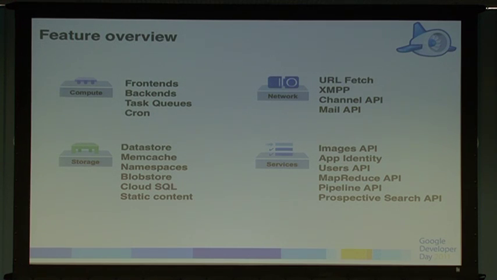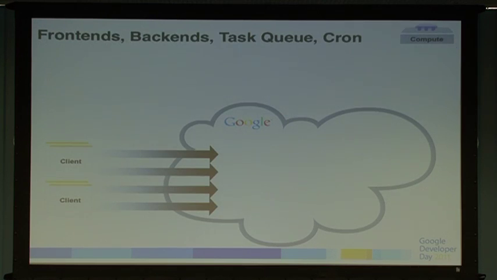So let's dive in a little deeper to some of these. On the compute side, we have what we call front ends, back ends, and then we have task queue and cron. Front ends are the app servers that serve user requests. So a user makes a request to your application, and then we need to execute your code. We do that on special servers that we call front ends. And those are the ones that scale up and down automatically with your traffic load.